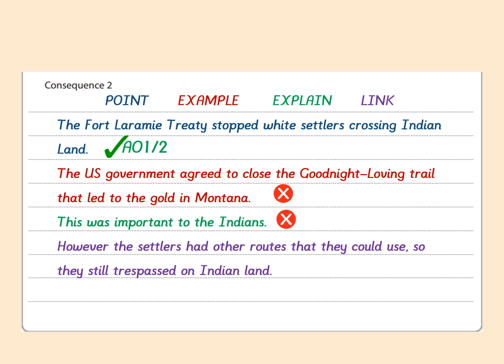And yes, that might have been important to the Indians, but because I've got the detail wrong, I'm not going to get any extra credit. However, I will get some credit for this last bit. Saying that the settlers had other routes and so there was a consequence that they carried on using other routes is relevant to the question, and in this case is actually accurate. So it's not a very good section, but it's not a disaster either. It'll get me about half marks.